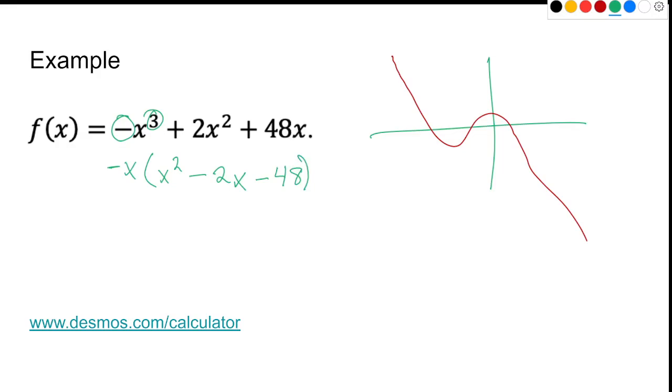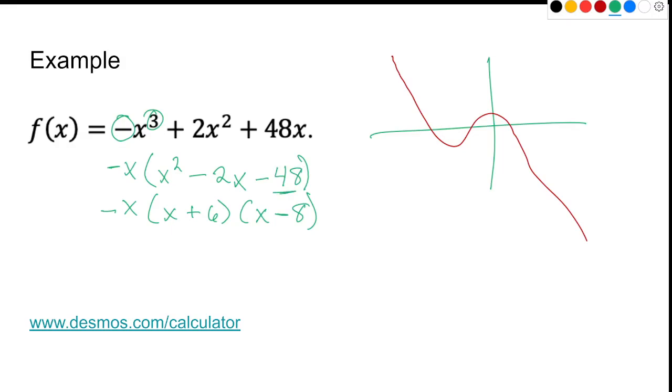48 is 6 times 8, and since we're subtracting, since it has this negative, 6 minus 8 gives us negative 2. So then I've got a negative x, and then an x and a 6, an x and an 8, and I'm going to look at the middle term as negative, so the bigger value has to be negative. We need one of them positive and one of them negative. That's how I get a negative 48. So this factors. Again, go ahead and FOIL this out to check.